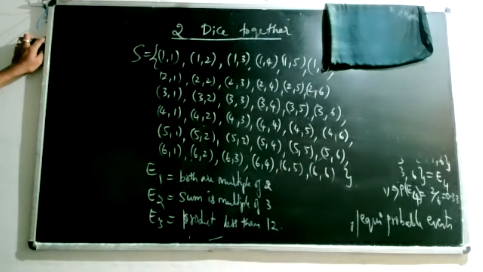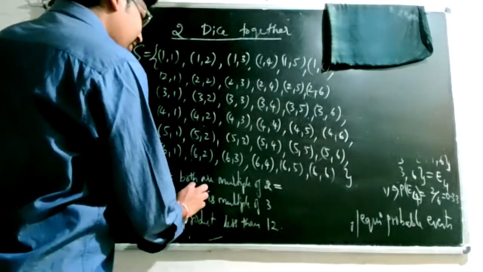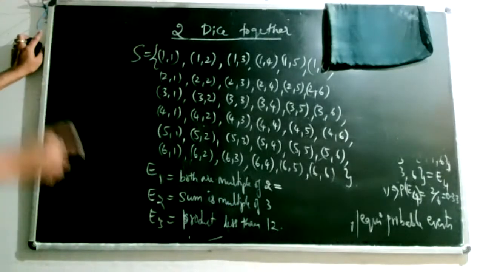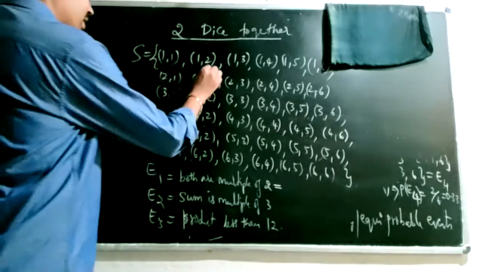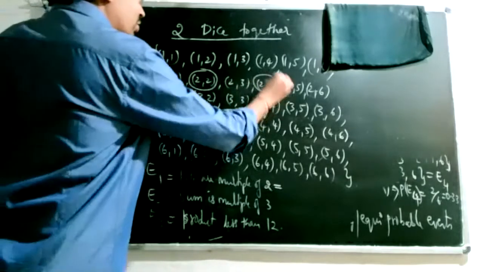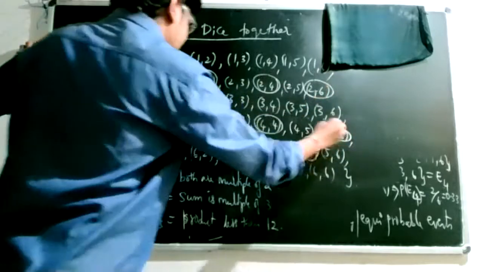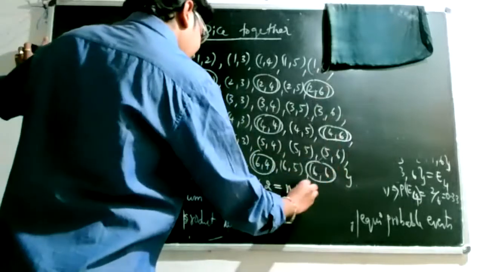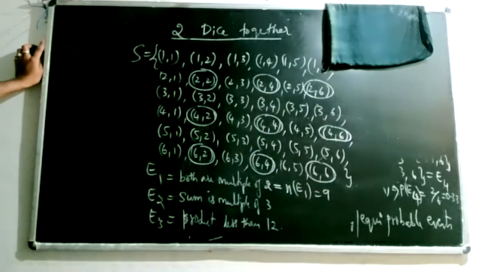I am interested in the chance of getting both outcomes as multiples of 2. So dice 1 should give me an even number, and dice 2 must also give me an even number. Looking into the favorable cases, I have (2,2), (2,4), (2,6), (4,2), (4,4), (4,6), and then (6,2), (6,4), (6,6). So these are the 9 cases out of 36 which are producing both even.